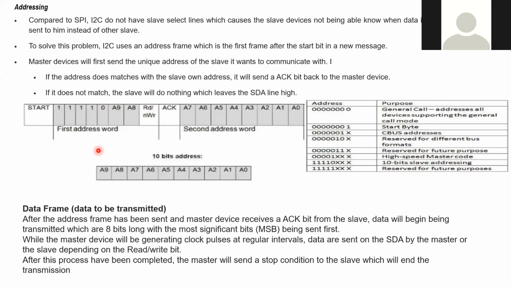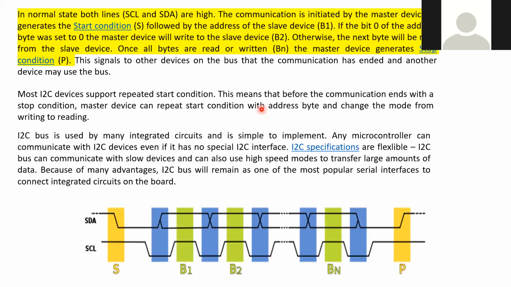I will send subsequent addresses and data to all the devices. First it will send start, then the first address word, then acknowledgement, then the second address word. I think this is an example. B1 is my first address and B2 is the next slave address, and so on till Bn. Have you understood?